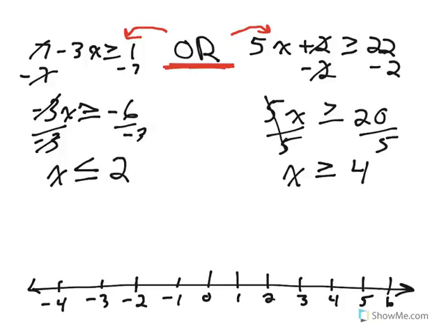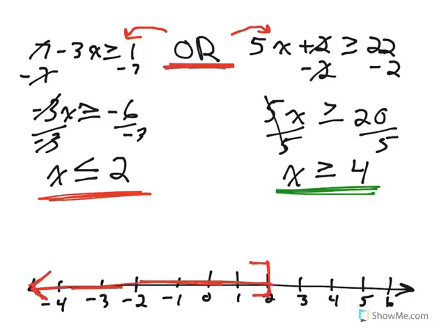Now we're going to graph both of those. First I'll graph x is less than or equal to 2. Because of the equal sign, remember, use the square bracket, shade the rest of the graph. Now I will graph x is greater than or equal to 4. Again, square bracket because of the equal sign, and I shade the graph. It is okay to have the split.